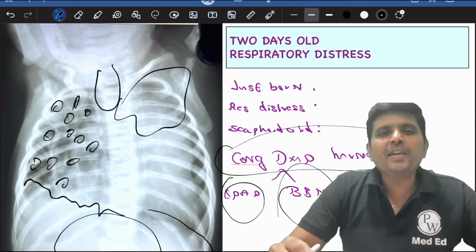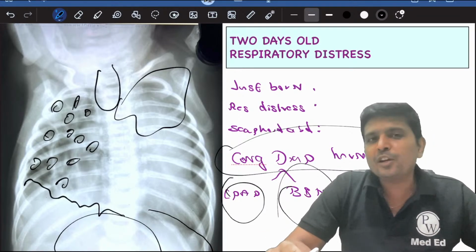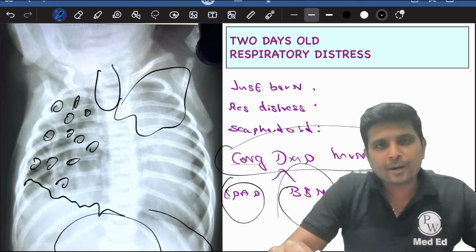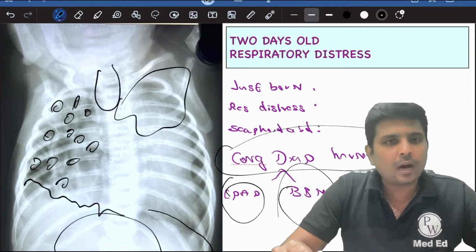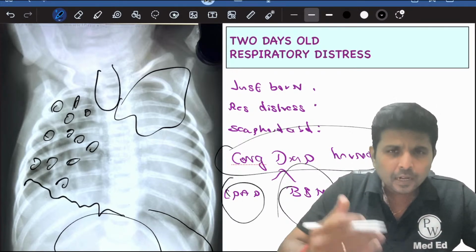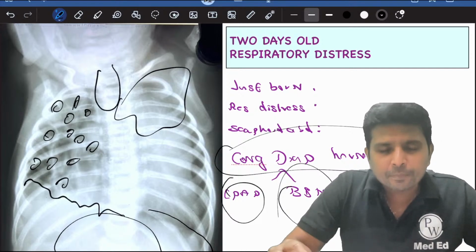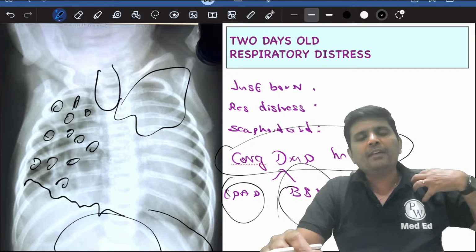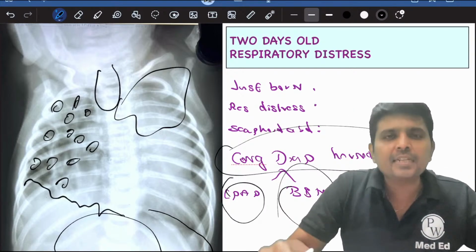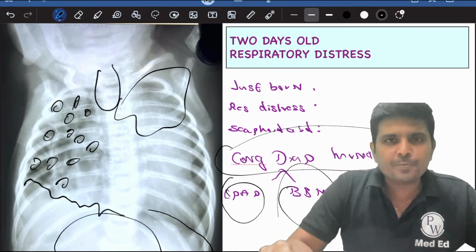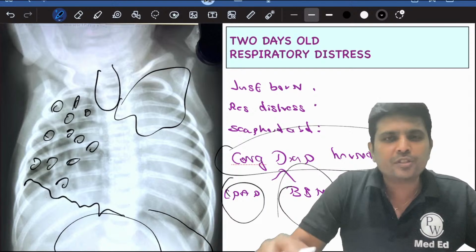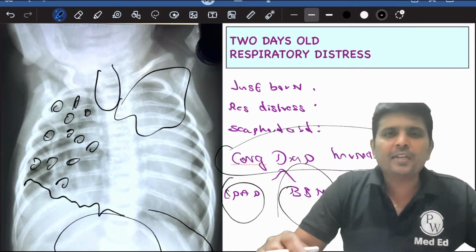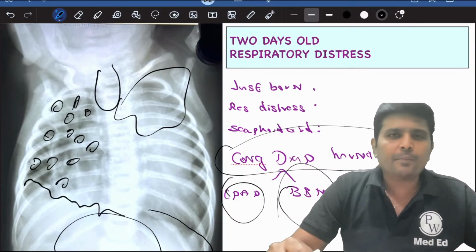So your respiratory distress will be there, but the child will not be as toxic when compared to congenital diaphragmatic hernia or tracheoesophageal fistula. Remember, neonatal respiratory distress with reduced air entry over the left infraclavicular area is congenital lobar emphysema. Neonatal respiratory distress with frothing from the mouth is tracheoesophageal fistula. Neonatal respiratory distress along with a scaphoid abdomen is a case of congenital diaphragmatic hernia.